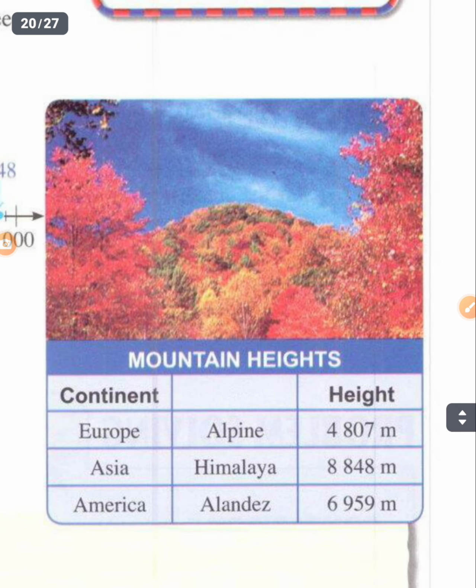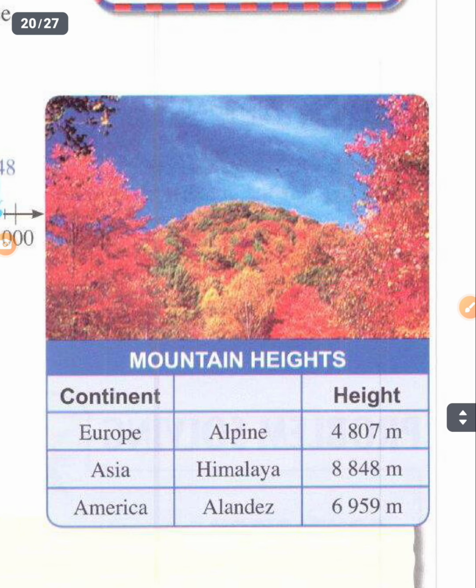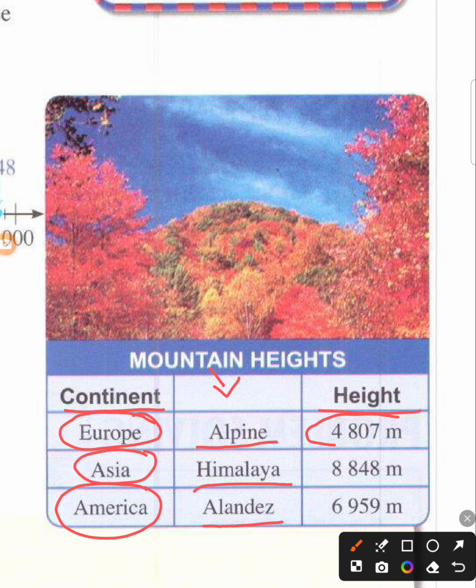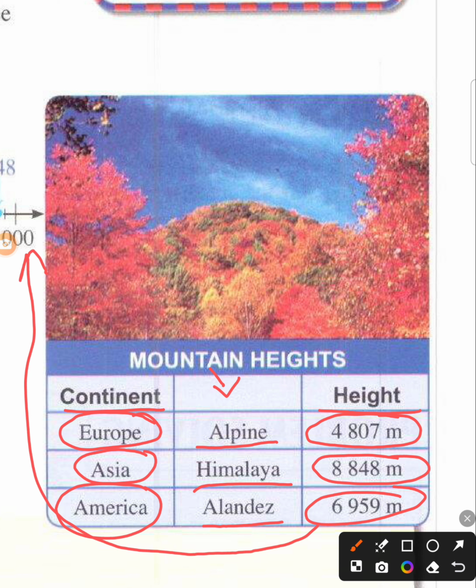As you can see, here are the mountain heights. What's important here is that we have the continent, and here is the mountain, it's missing, and the height. We see Europe, Asia, and America. And these are the mountains, Alpine, Himalaya, Andes. And there are 3 numbers. These numbers we must put in this number line.